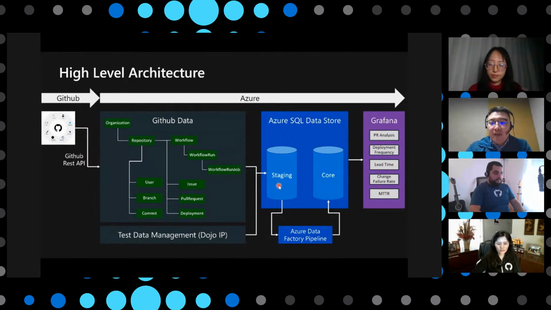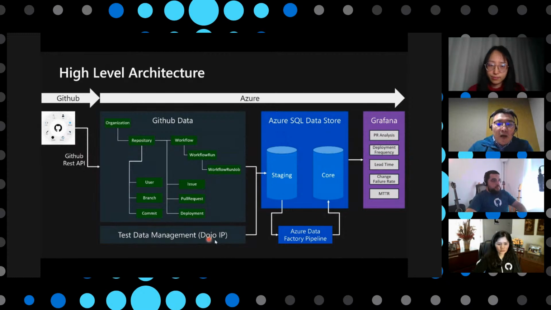And out of the staging area, we have quite a few Azure Data Factory pipelines. This pipeline is different from the pipelines in Azure DevOps and GitHub. This is a data pipeline where we cook, clean, and organize the data into the format that we want, the format we can use to produce KPI dashboards. So that's how we produce the KPI dashboard out of the raw data from GitHub.